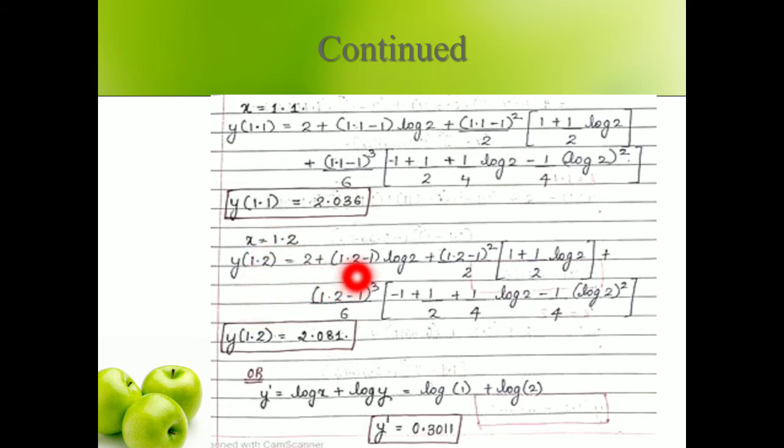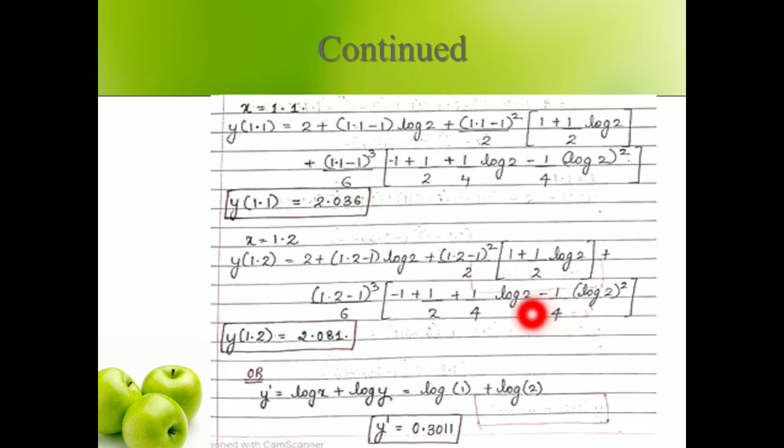That will be 2 plus 1.2 minus 1 log of 2 plus 1.2 minus 1 the whole square divided by 2 factorial into 1 plus half log of 2 plus 1.2 minus 1 the whole cube divided by 3 factorial into minus 1 half plus 1 divided by 4 log of 2 minus 1 divided by 4 log of 2 the whole square. We get y of 1.2 equal to 2.081. So we get y of 1.1 as 2.036 and y of 1.2 as 2.081.